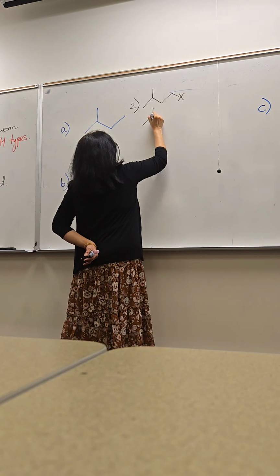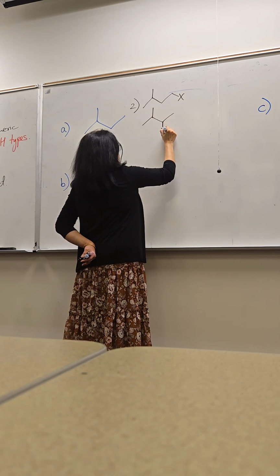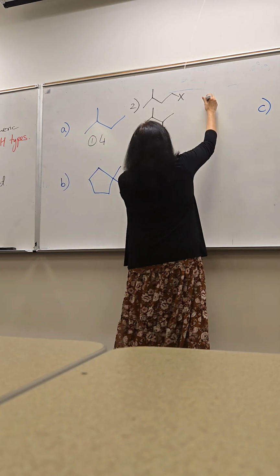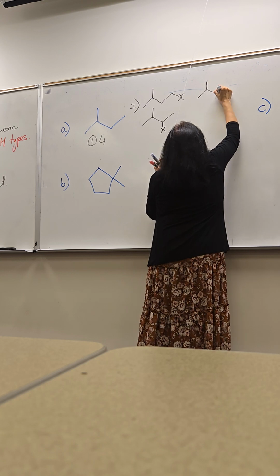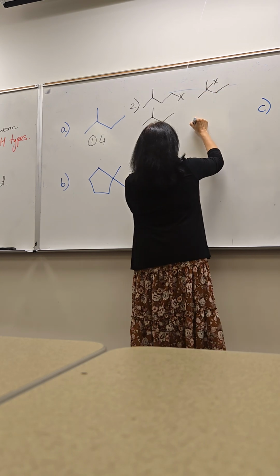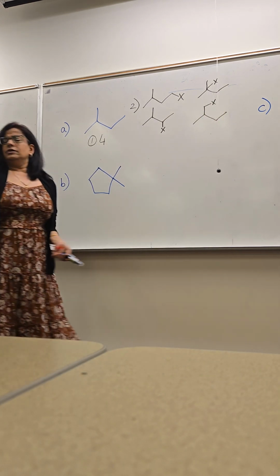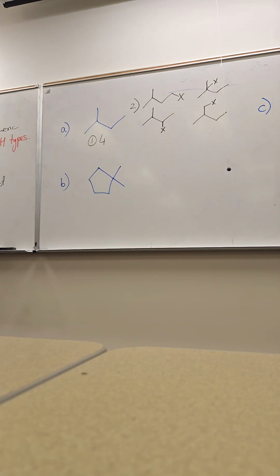If the halogen went here, that's another one, isn't that right? And if the halogen went there, or to one of these methyls. Agreed? Four structural isomers. By the way, the question might be more specific, chlorination or bromination, so then X is Cl or Br. Make sense? Okay.